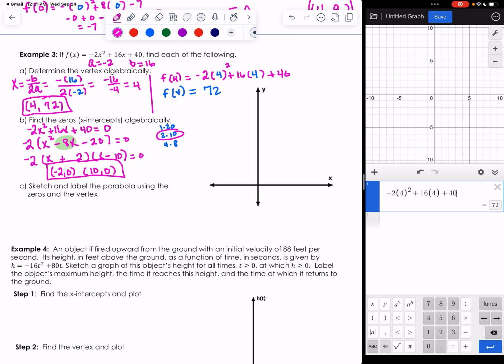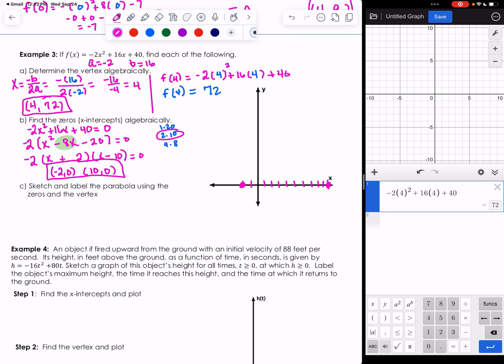Okay. Now, part C says to sketch and label the parabola using the zeros and the vertex. So I am going to label this graph here. I'll put my first x-intercept right there at negative 2, 0, and then 1, 2, 3, 4, 5, 6, 7, 8, 9, 10. Here's my second x-intercept. So there's my 2 intercepts.